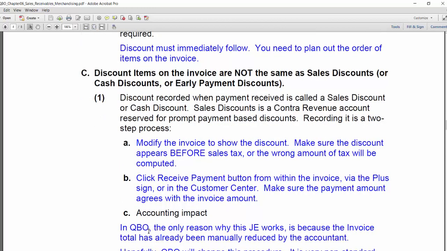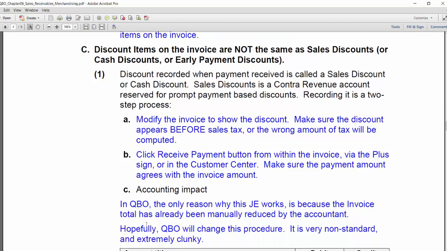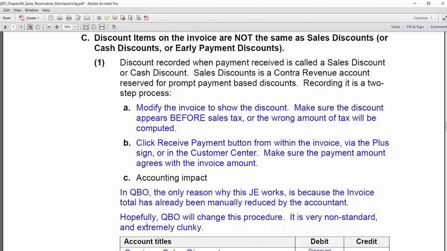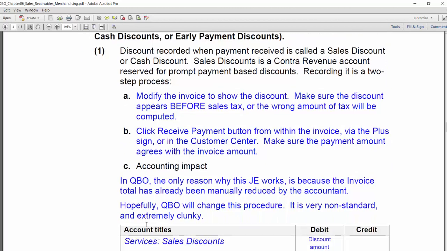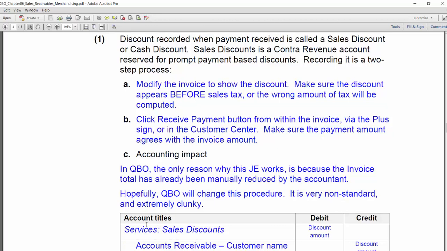So the accounting impact on that is that the only reason why that journal entry is going to work is because you've actually reduced the invoice total already. The accountant's already reduced the invoice total. It's not a very good procedure, and it's lots of extra steps.